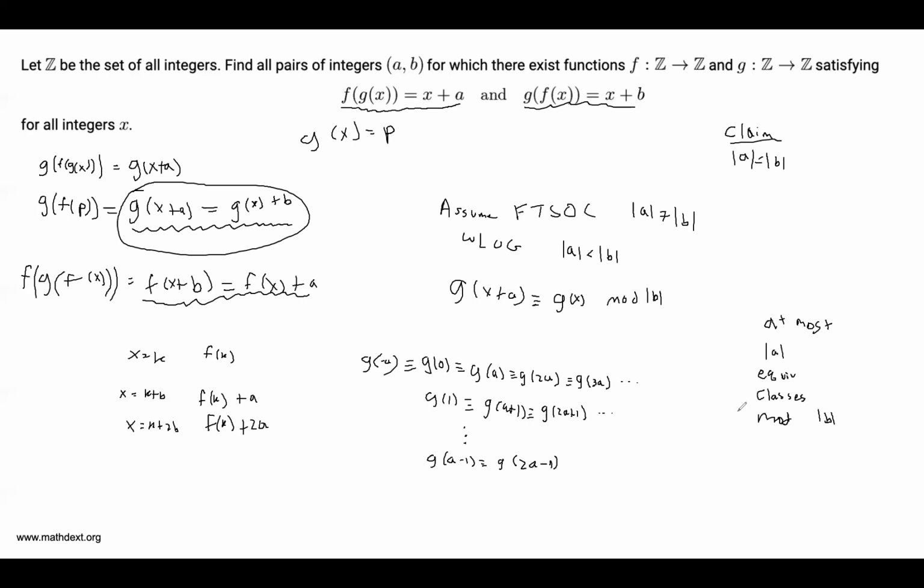And note that since the absolute value of a is less than the absolute value of b, there will be equivalence classes that are not represented. So there exist integers not in the range of g. Or I can also write this as there exist equivalence classes.